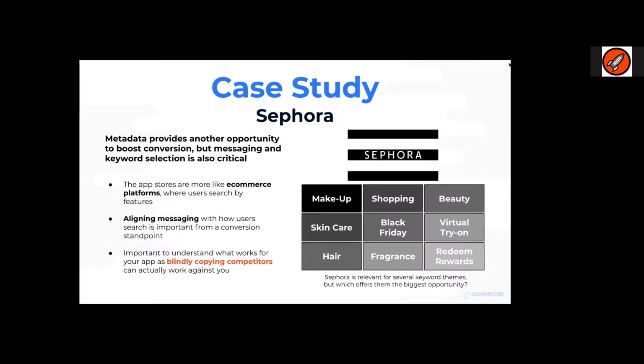So in terms of a case study, we've done a lot of work looking at conversion optimization across a number of different assets. As I mentioned earlier, I think a lot of people focus on their screenshots a lot, but maybe not on the icons so much, or in this case, not on how metadata might impact your conversion. Sephora is one of our clients. We did a lot of A/B testing with them, and one of the first things that we did with Sephora was help align their messaging with the way users were actually searching in the store.